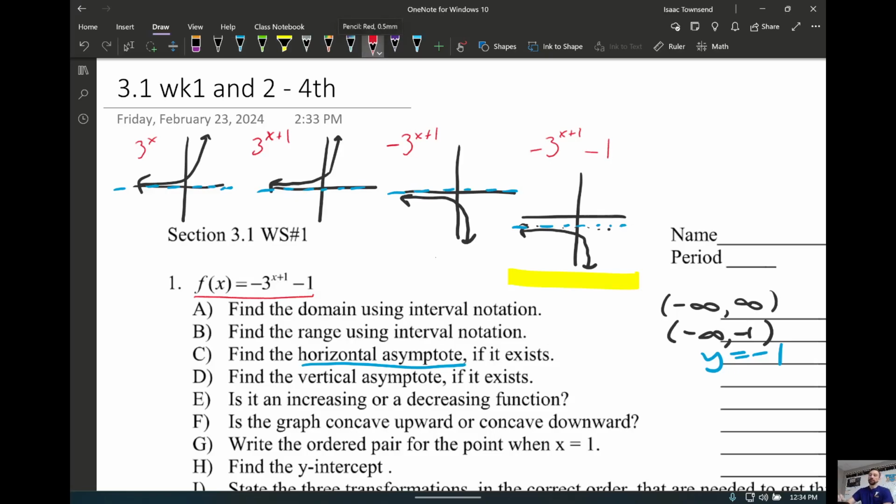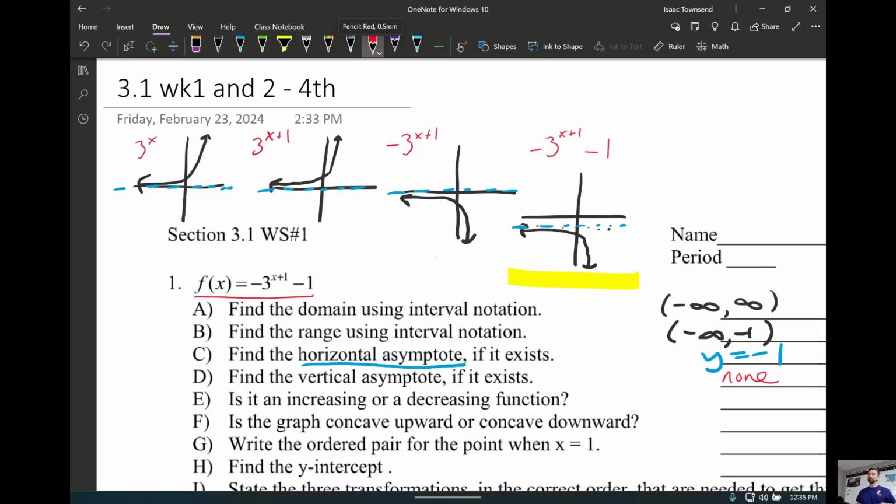These kind of look like they have a vertical asymptote because this is going up quickly. But again, it does keep going to the right. So a vertical asymptote would have to go straight up at some point. So these do not have any vertical asymptotes.